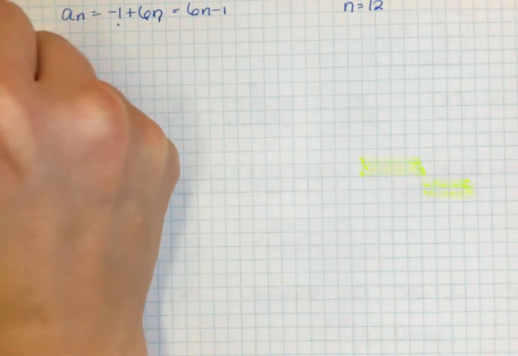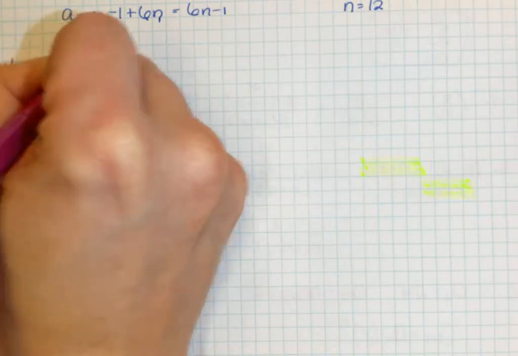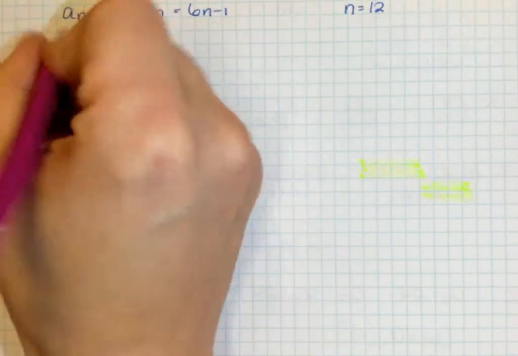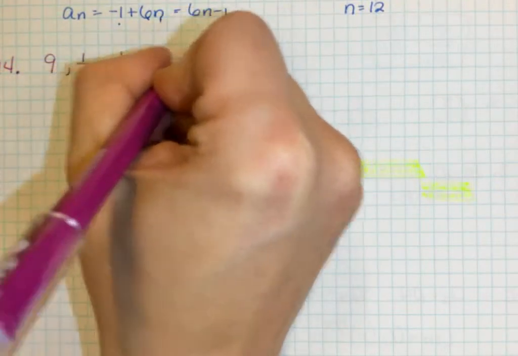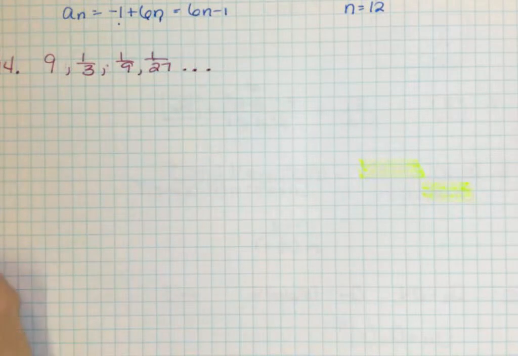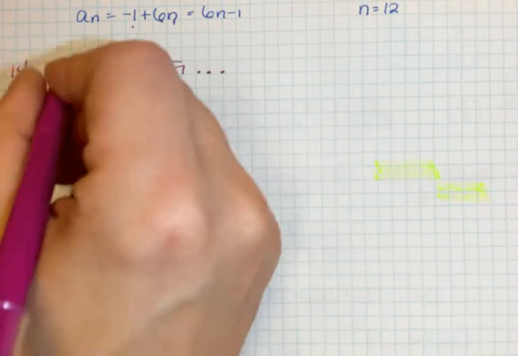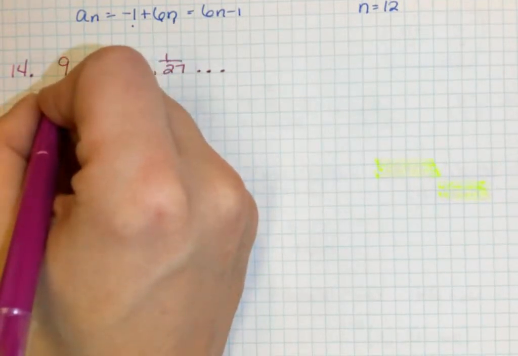Number 14 asked to find the sum of the series where it went 9, 1/3, 1/9, 1/27, and so on. They didn't actually have pluses there. And we were asking for the sum. What is going on here? Is this arithmetic or geometric? Geometric. Because what do I have to do? It's missing a term.